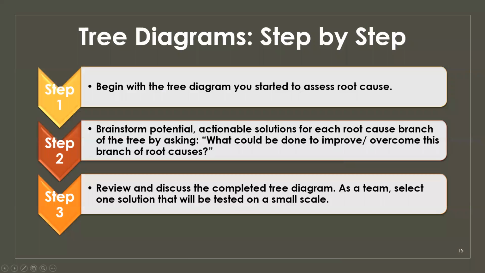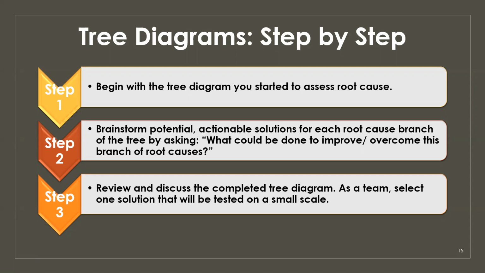So you start with the diagram that you have, and then the next step is really to build out those potential solutions. So spend some time thinking about actionable solutions for each root cause branch of the tree. And it can be helpful to ask a question of the folks that are engaged in that brainstorming process, something along the lines of what could be done to improve or overcome this particular branch of root causes, and center people and remind them what those root causes are, so that they're thinking about all of the causes that are sort of playing into that major root cause that you have identified as a team.